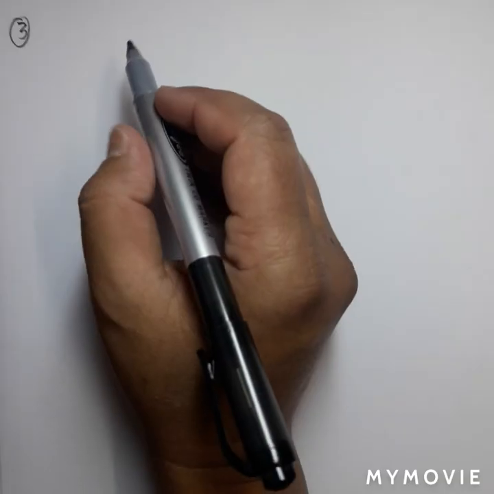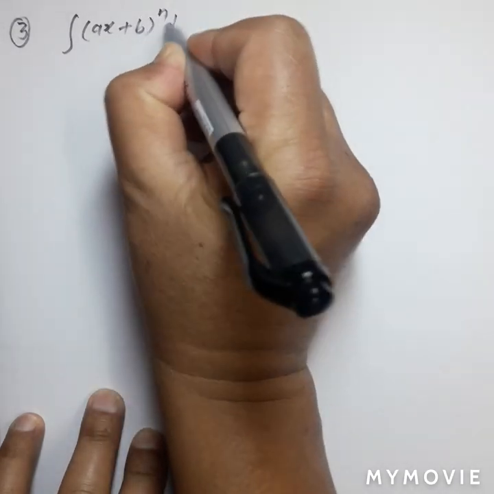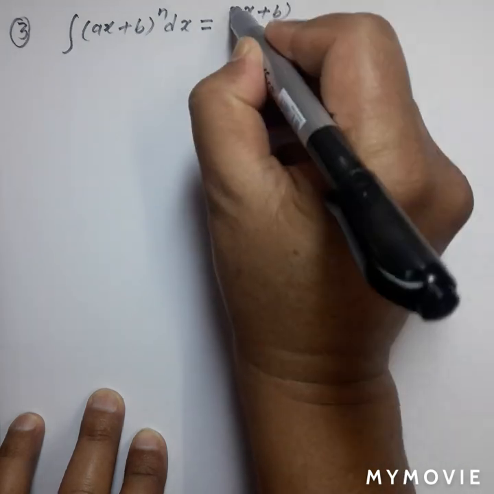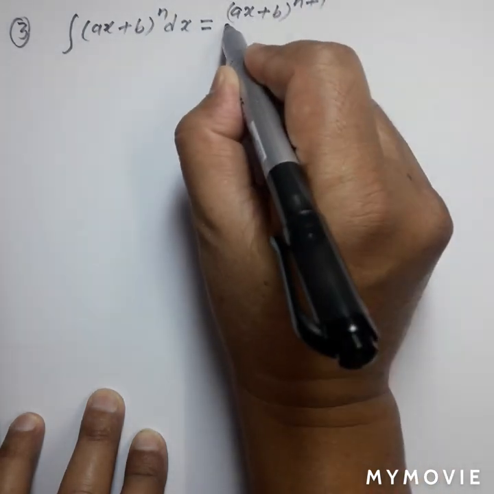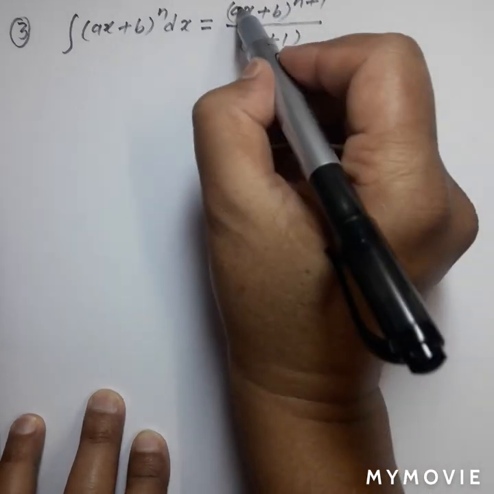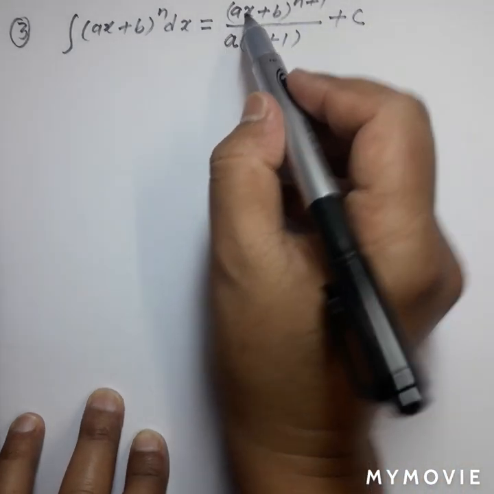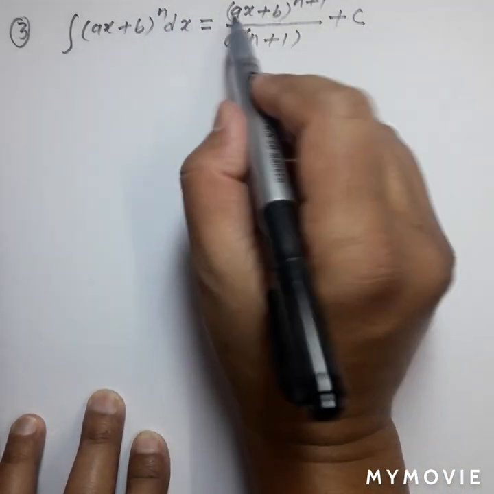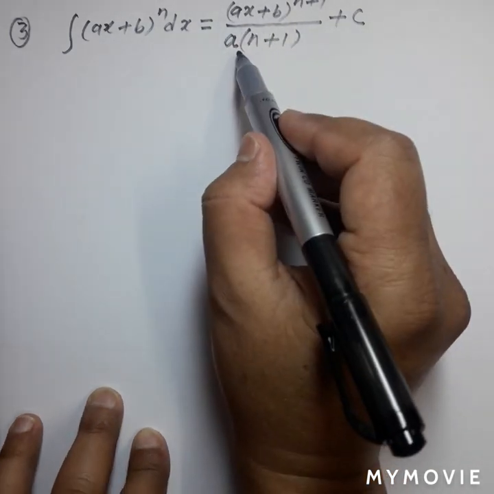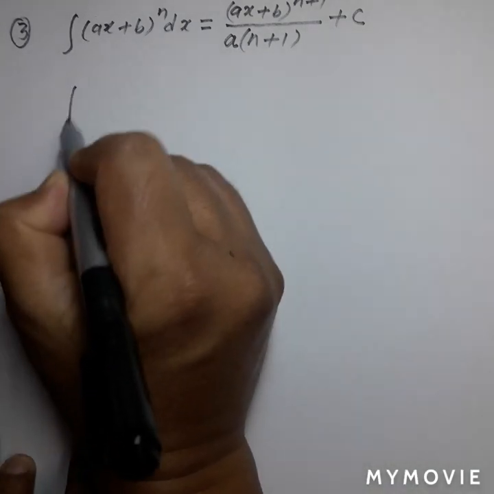Now one more. The integration of ax plus b whole power n dx is equal to, what is its antiderivative? ax plus b whole power n plus 1, this is according to the power rule, divided by n plus 1 also here, but due to this ax, a comes here, plus c. It's very easy, you just have to use the same power rule and multiply by a also. Now by this rule, let us take some examples here.